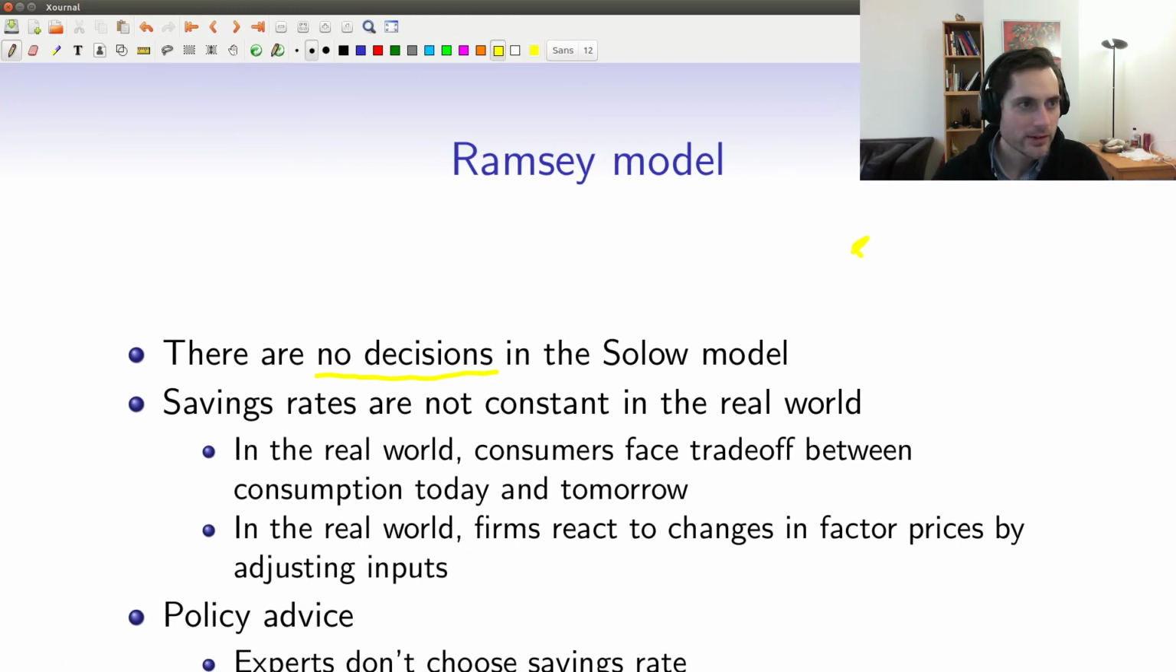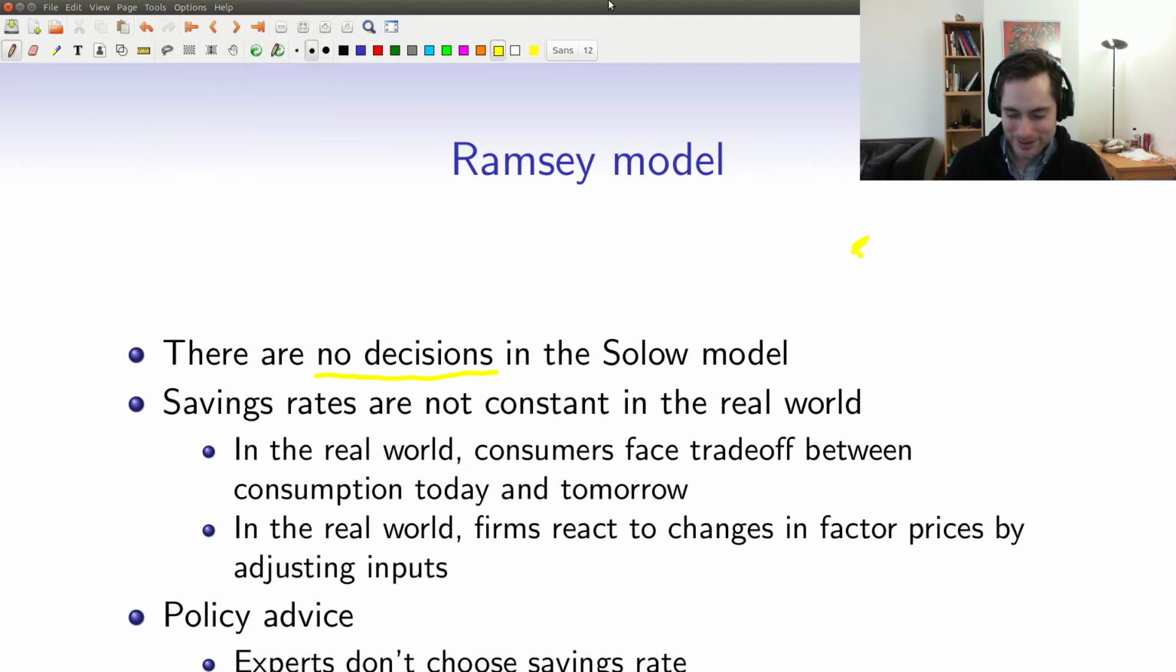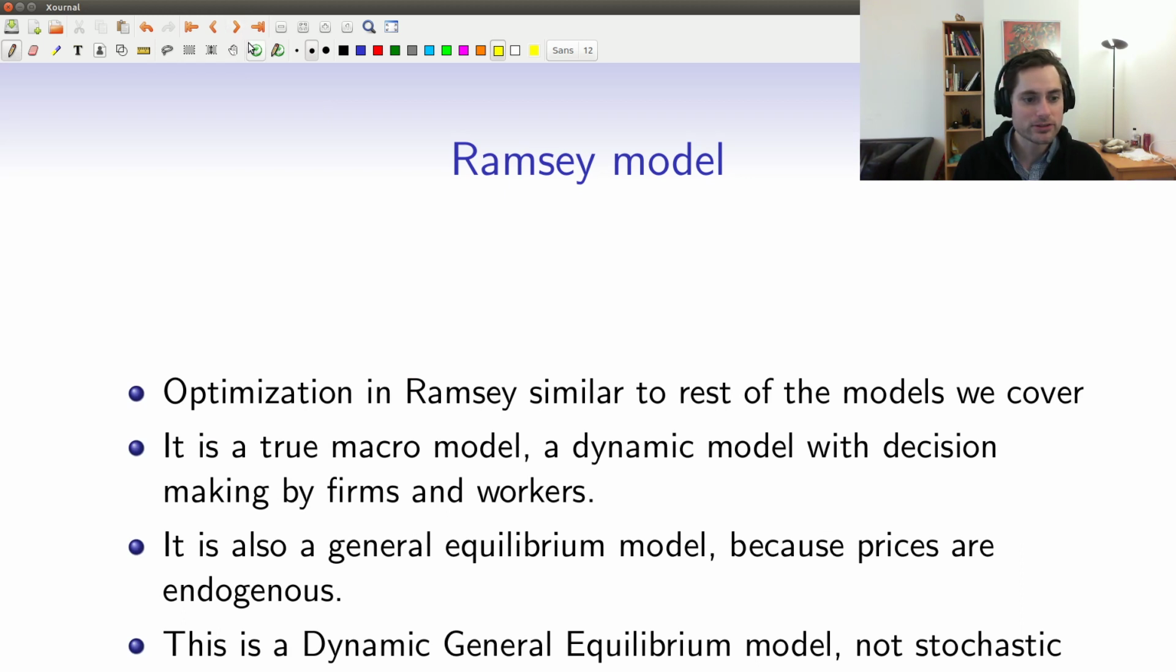If economists want to give policy advice, the Solow growth model said, well, we should just choose the savings rate. Well, it's not so easy to choose the savings rate. In the real world, you don't do that. You can indirectly do it through choosing the interest rate. And that's kind of the message of this Ramsey model, that the interest rate is going to be really critical in figuring out how much households actually save.